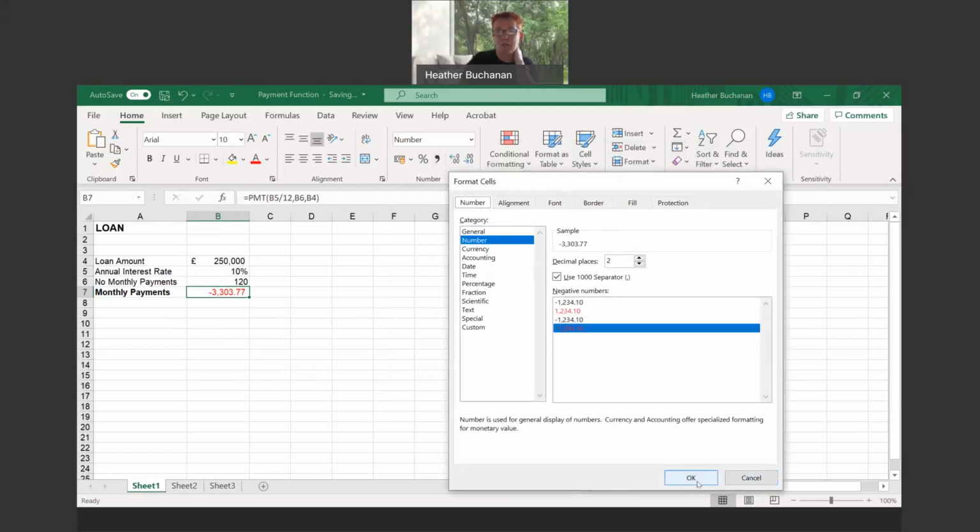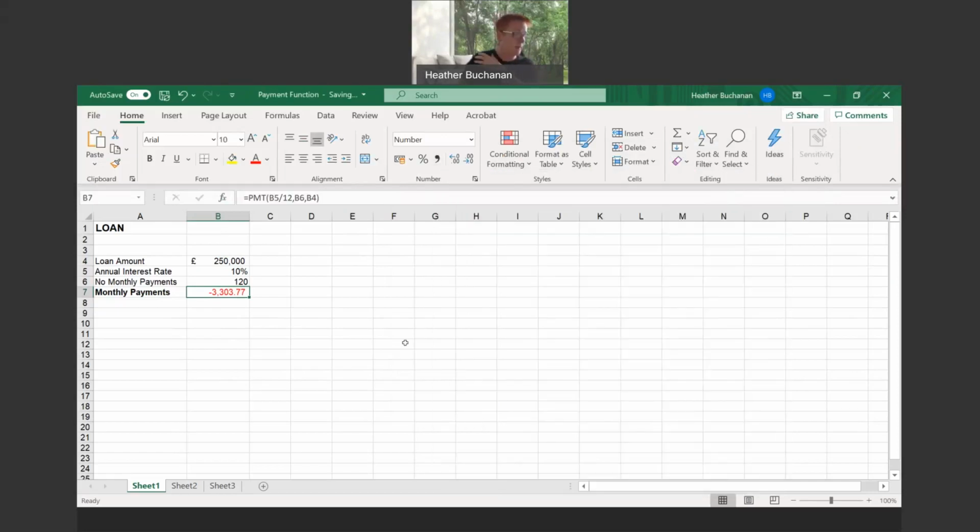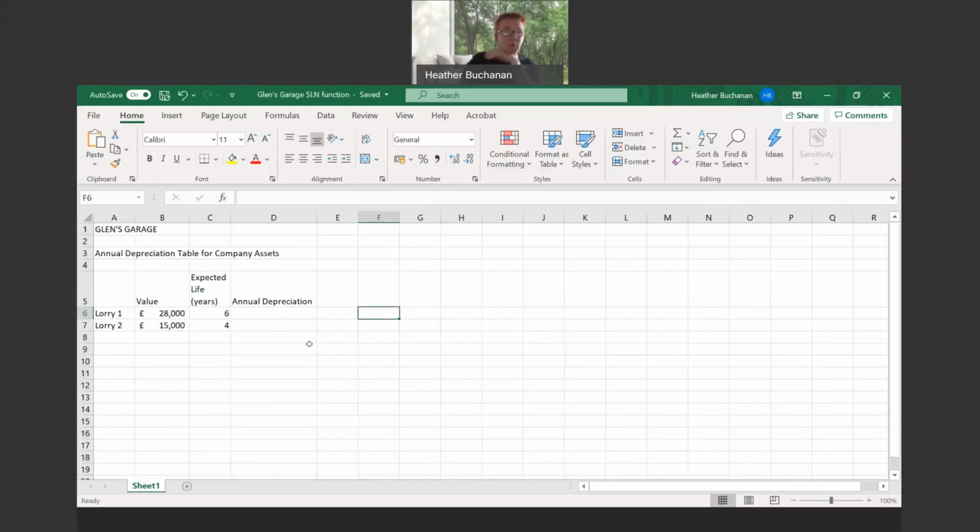So next one, straight line depreciation. Another nice, easy little calculation. So we've got Gwen's garage and we've got two lorries. One's worth 28,000, one's worth 15,000. Expected life years of 6, and annual depreciation is what we're going to work out. Straight line depreciation is one of the simplest forms of depreciation, where we have perhaps an expected scrap value of 0 at the end.